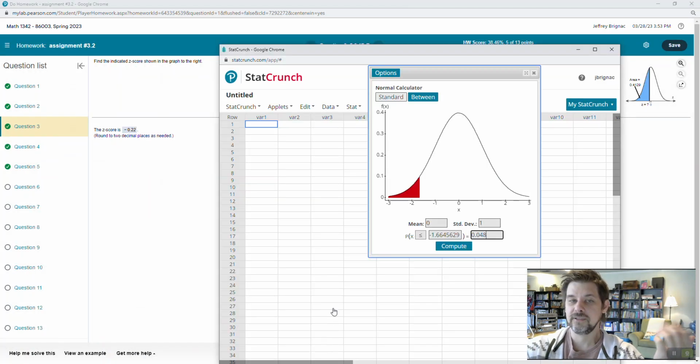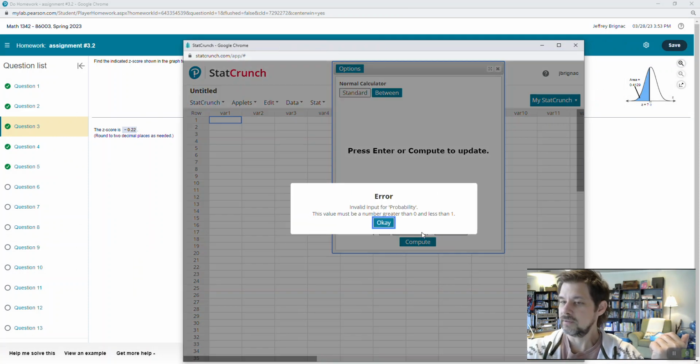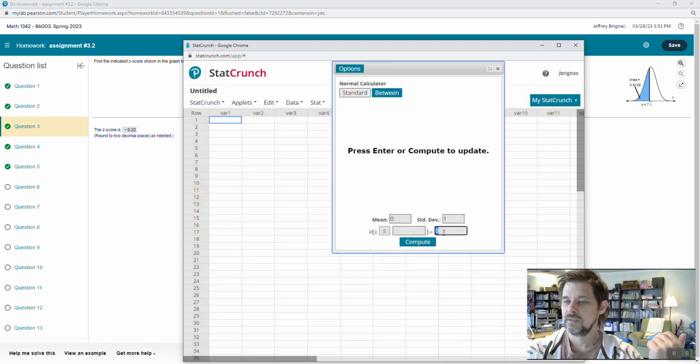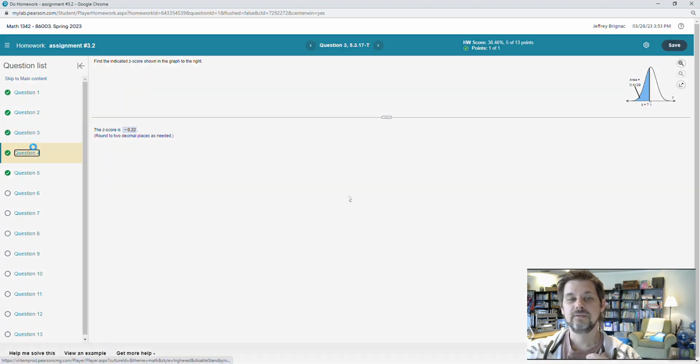Let's open StatCrunch again, and this time, area 0.4129. So the number that has this area to its left is the z-score, and that's negative 0.220. Rounded to 2 decimal places, that's just negative 0.22. So that's the answer that I have there. Let's look at one more.